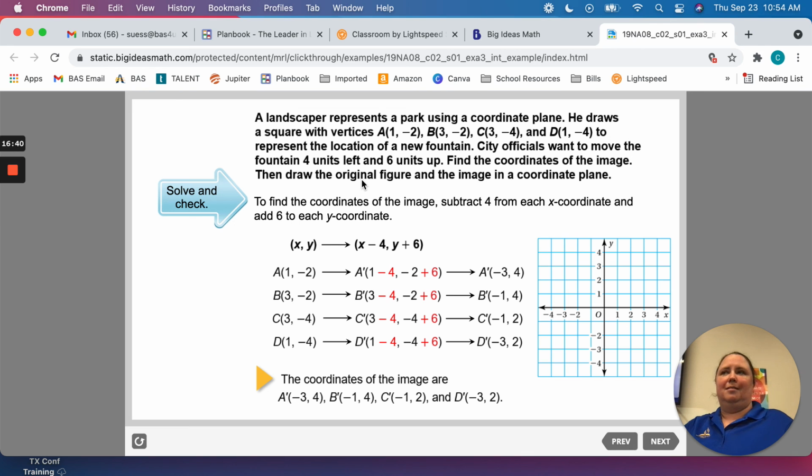We have to draw the original figure and the image in a coordinate plane. So where does the original figure go? Josh? Right there. We use these coordinates. Okay? Connect them. So this is where the original fountain is. Now, which way is it going to go? Left, how many? 4. And up, how many? 6. So it's going to go over and up. So it's going to end up here, right? So you translated the red value to the blue value.